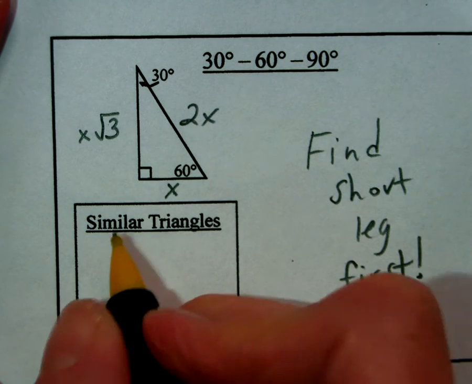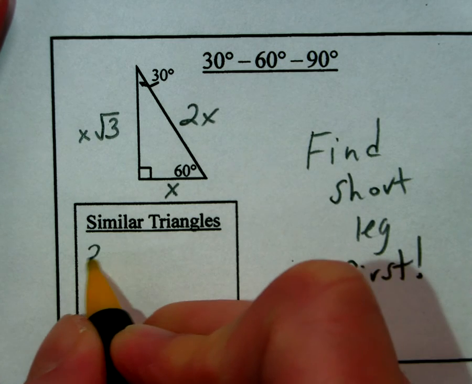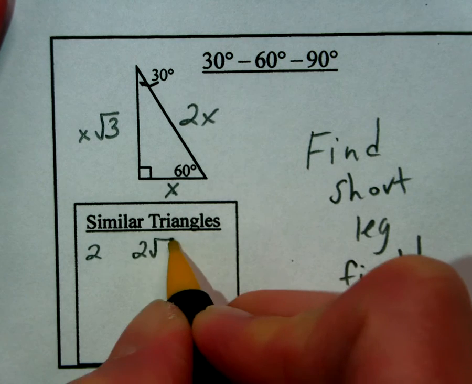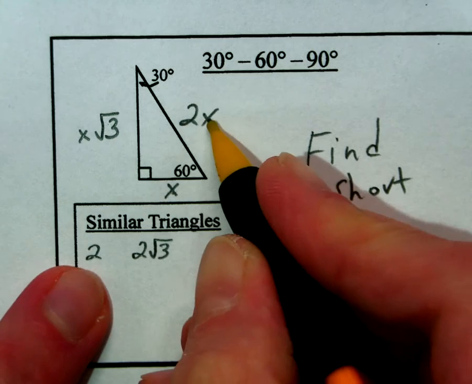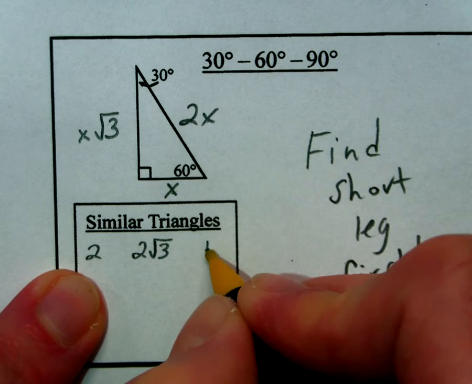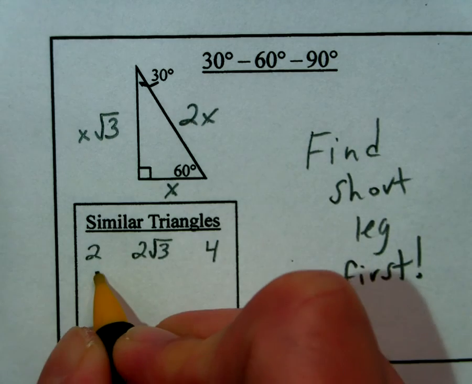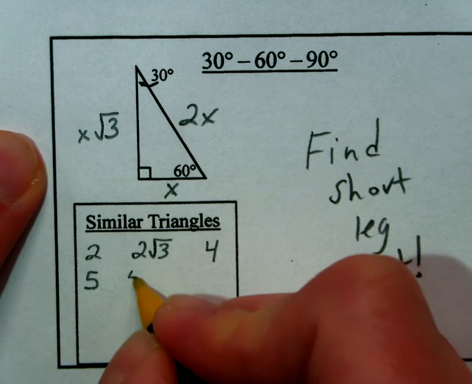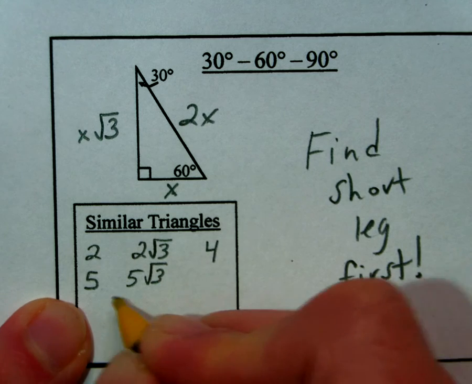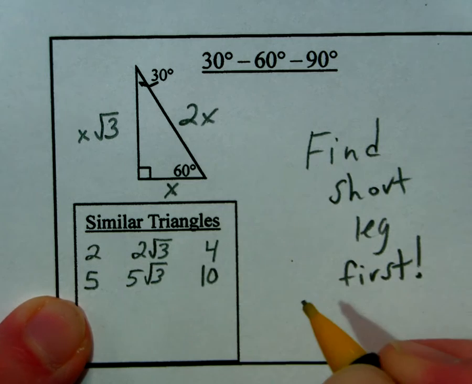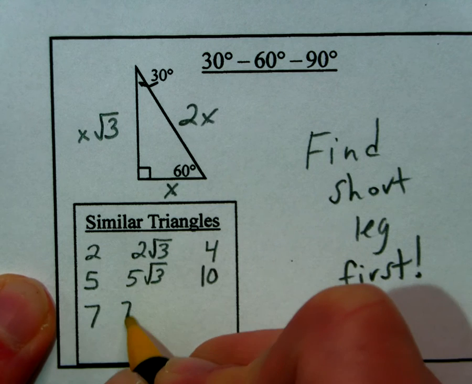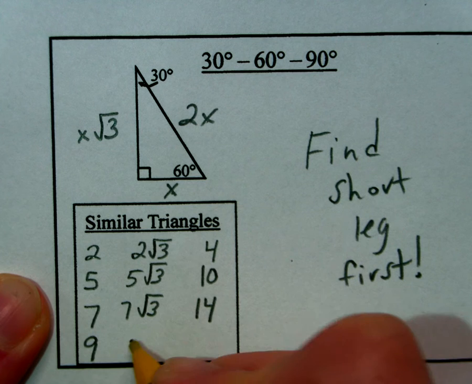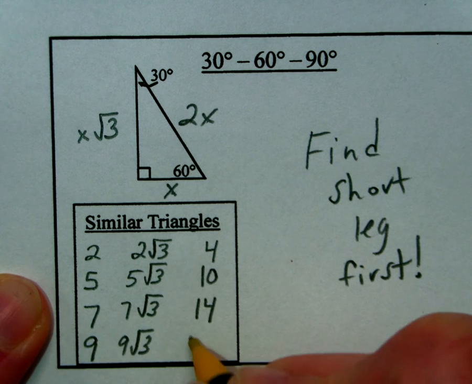So our ratio, if I do, let's say 2, the shortest side would be 2, the longer leg would be 2 square root of 3, and the hypotenuse is 2 times the shorter leg, which would be 4. If I used 5 for my shortest side, the long leg would be 5 square root of 3, and the hypotenuse would be 5 times 2, which is 10. If I did 7, I'd have 7 square root of 3. 7 times 2 is 14. If I did 9, I would have 9 square root of 3 and 18.